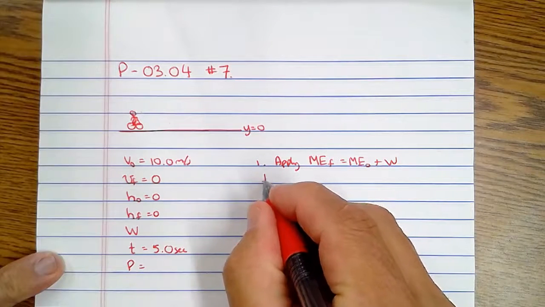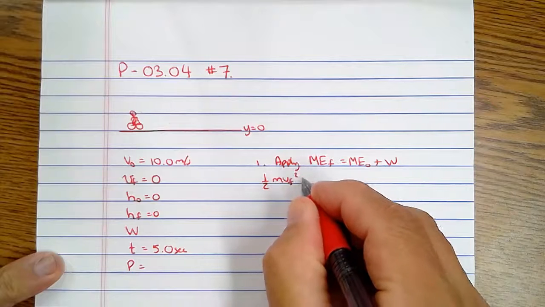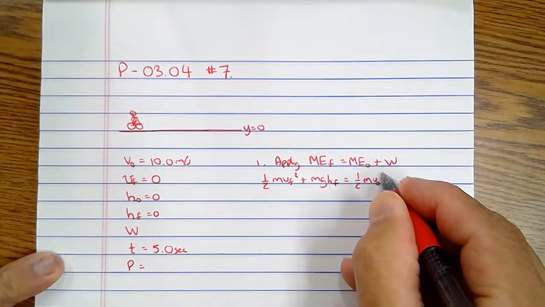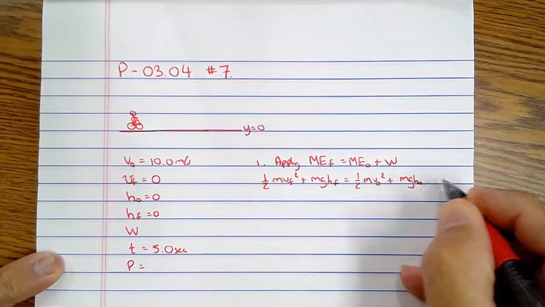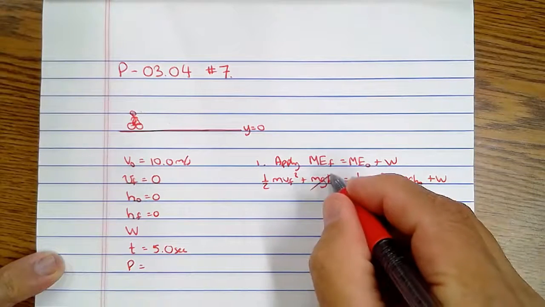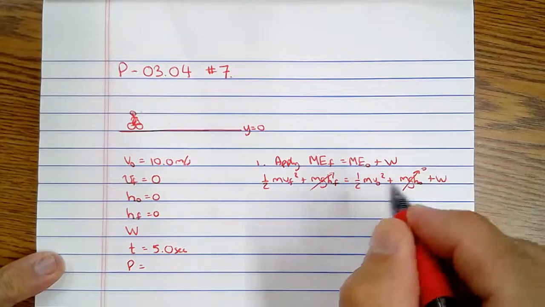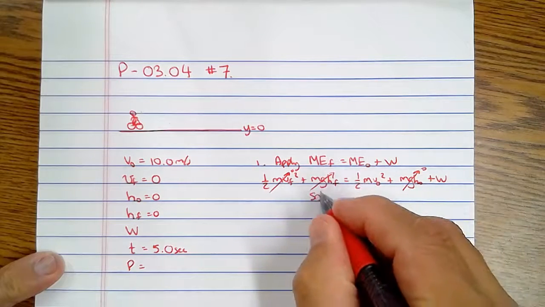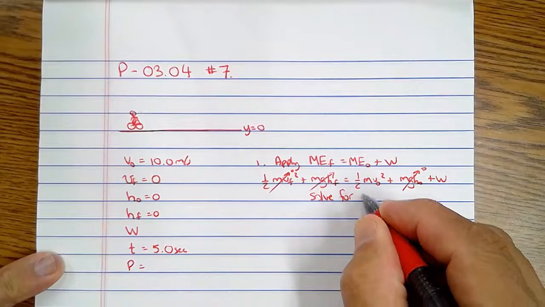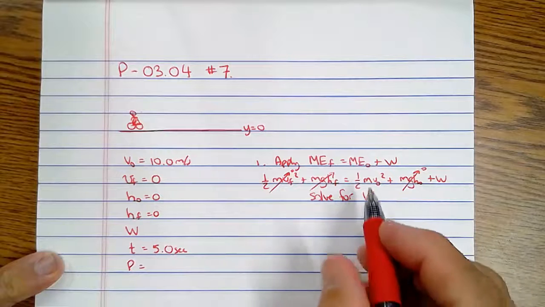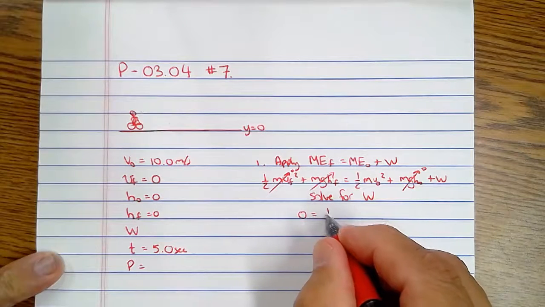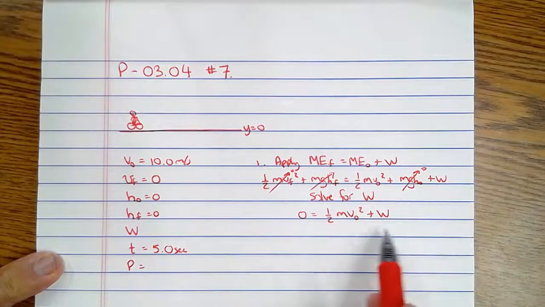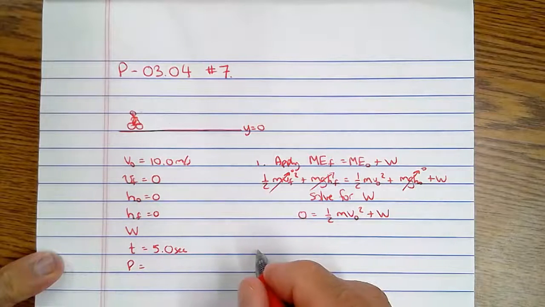I guess I should do it. It's 1/2 m v final squared plus m g h final equals 1/2 m v initial squared plus m g h initial plus W. But of course, h final and h initial are both 0, and the final velocity is 0. And so this equation that's left, we want to solve for W, find out how much work is done. So you're just going to have 0 equals 1/2 m v initial squared plus W. And you're going to solve that for W, and I'll leave that up to you to do.